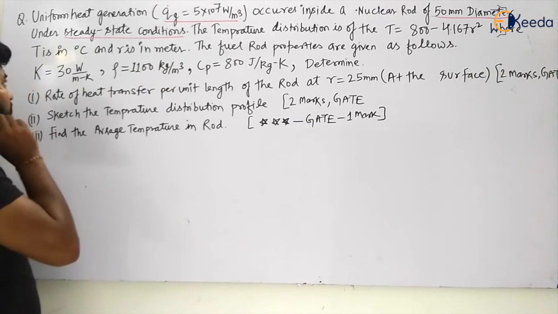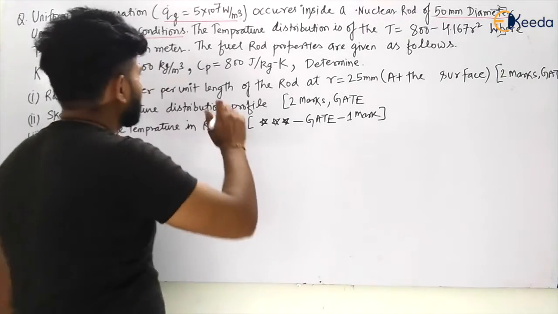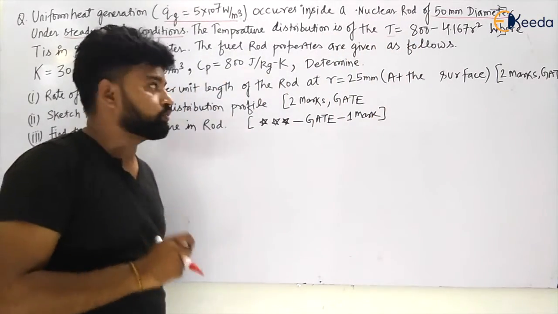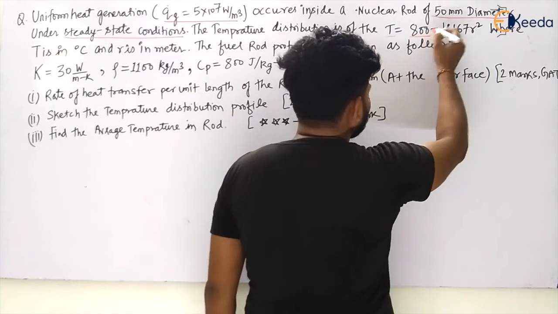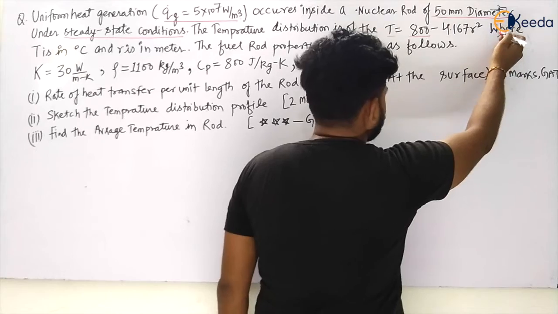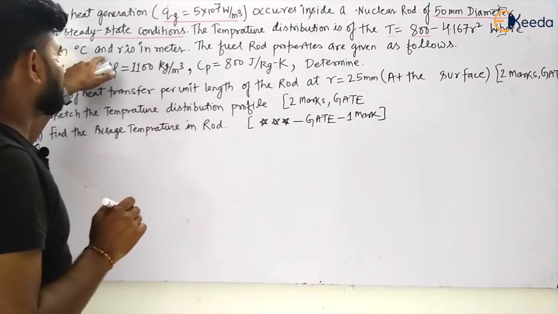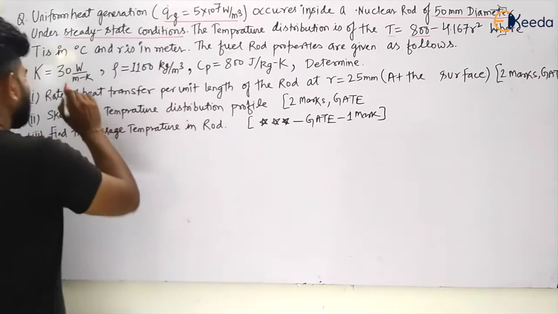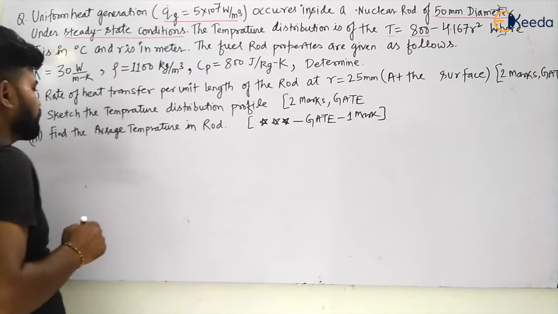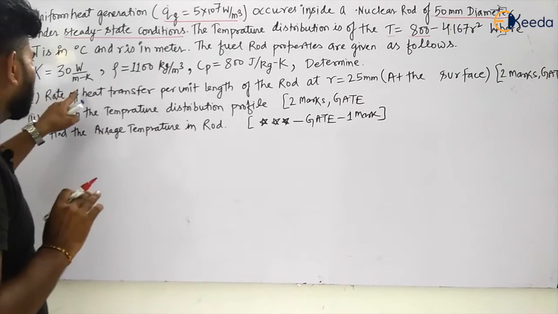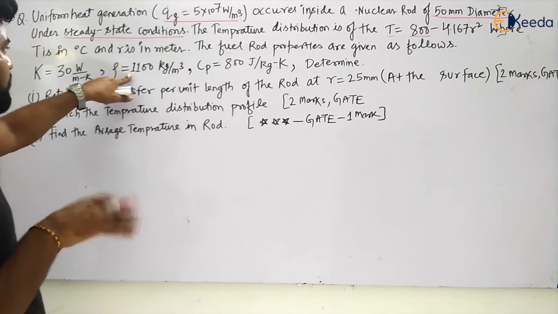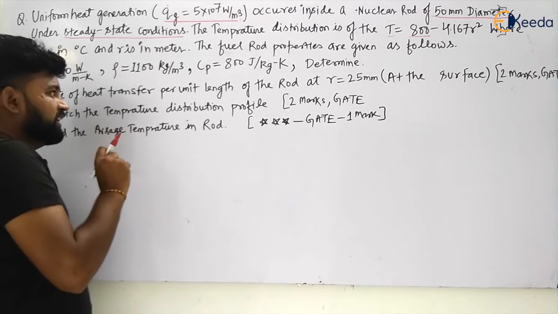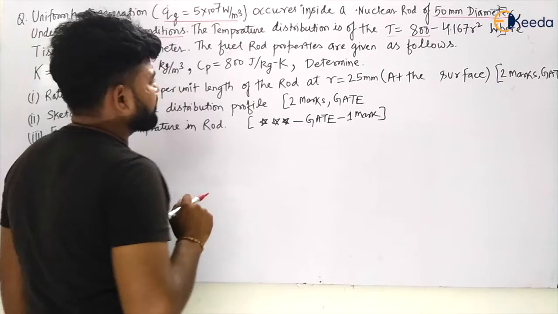So the properties are not changing with respect to time, and the heat transfer will be the same throughout. The temperature distribution has been given to us: T is equal to 800 minus 4.167 R square, where T is in degree Celsius and R is in meter. The fuel properties are given as follows. My dear students, he has given the conductivity, which is equal to 30 watt per meter Kelvin, and the density of that particular nuclear rod, that is 1100 kg per meter cube, and the specific heat is given by 800 joule per kg Kelvin.